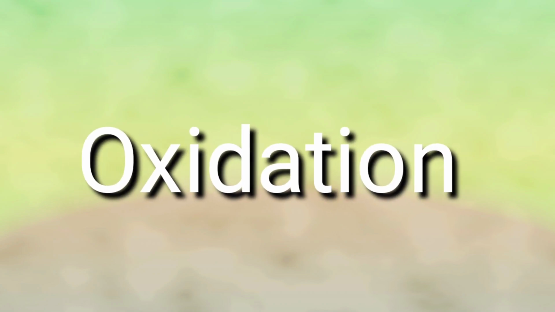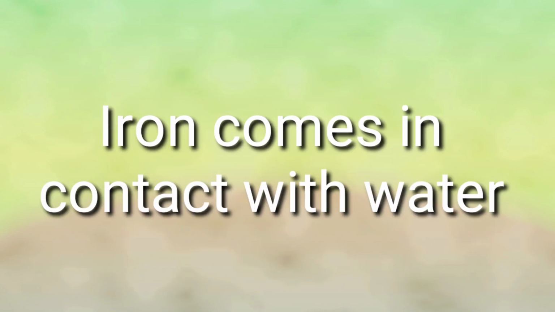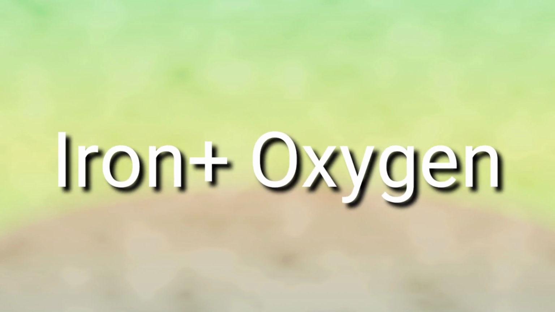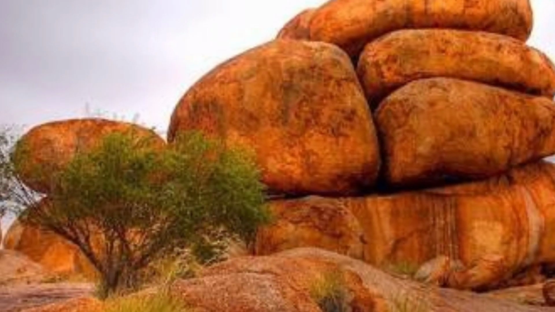The third process under chemical weathering is oxidation. This process occurs in rocks which have iron present in them. The iron present in the rocks comes in contact with water and a chemical reaction takes place between iron and oxygen. Due to this process, a reddish colored layer is formed on the rocks.